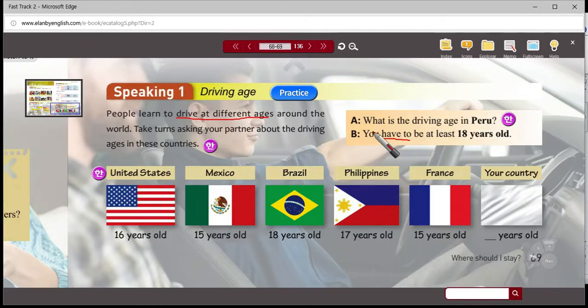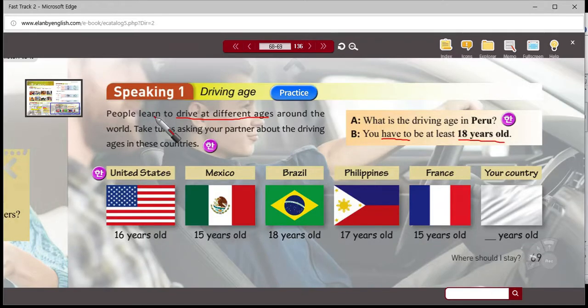So if you look at this example sentence, what is the driving age in Peru? The driving age is 18 years old. Okay. So that's the minimum driving age. So you have to be at least, so your youngest possible age is 18 years old. If you're 17 years and 11 months, you are not old enough. Okay. So the minimum age is 18 years old to drive a vehicle, a car or a truck, in Peru. Okay. What about other countries?